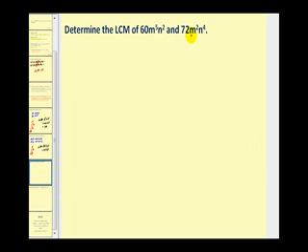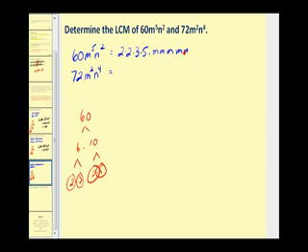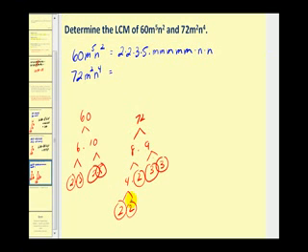We'll begin by writing out each term in prime factored form. For 60, we'd have 6 times 10. 6 is 2 times 3. 10 is 2 times 5. So we have 2 factors of 2, 1 factor of 3, and 1 factor of 5. We also have 5 factors of m and 2 factors of n. For 72, that would be 8 times 9. 8 is 4 times 2. 2 is prime. 4 is 2 times 2. And 9 is 3 times 3. So we have 3 factors of 2 and 2 factors of 3, as well as 2 factors of m and 4 factors of n.